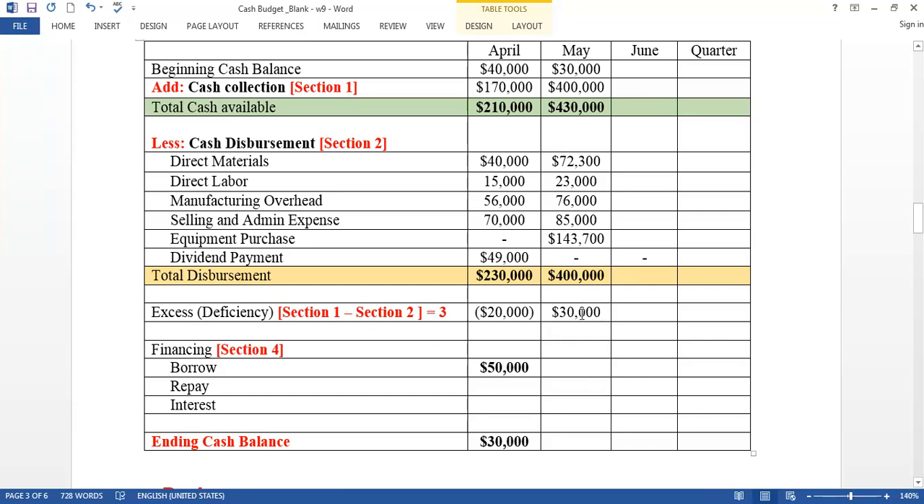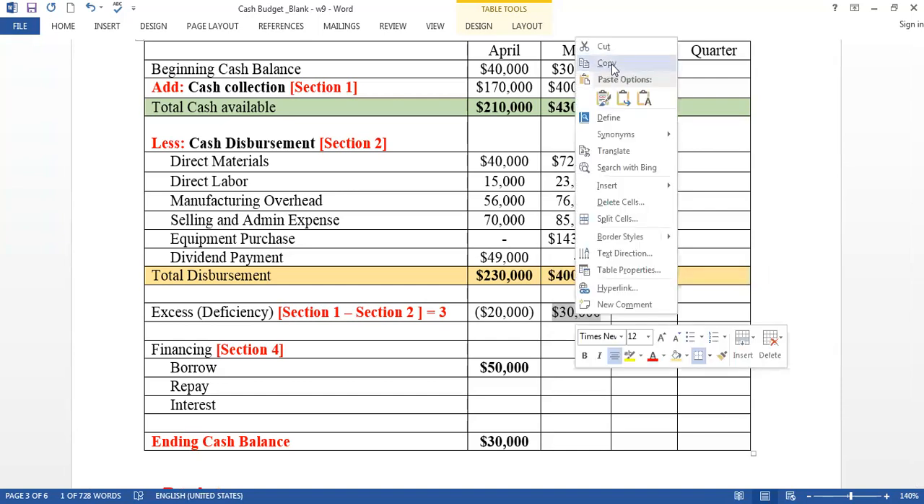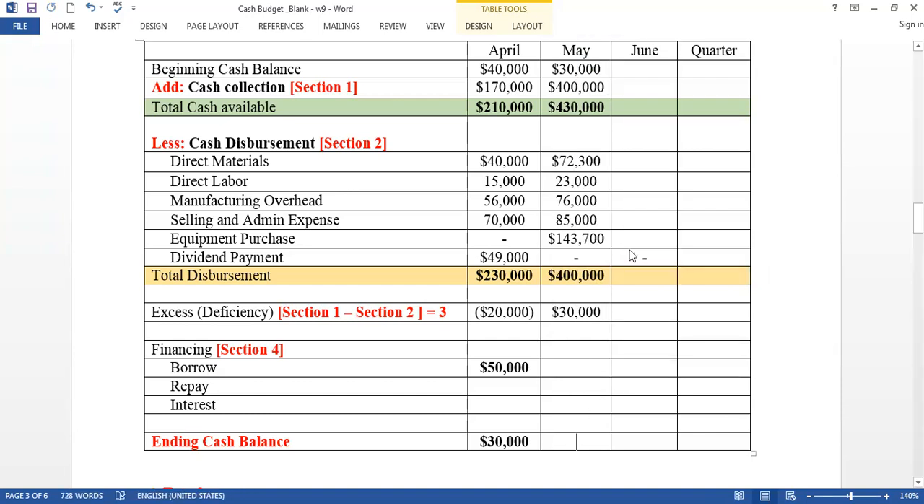Now, whenever you have excess cash, you have to pay the loan, right? Now, the question said that at the end of every month, you must have $30,000. So at the end of this month, do you have any money to pay the loan? No, because this money is the excess, and the question said that it must be kept with you.